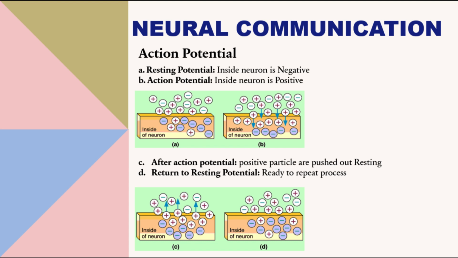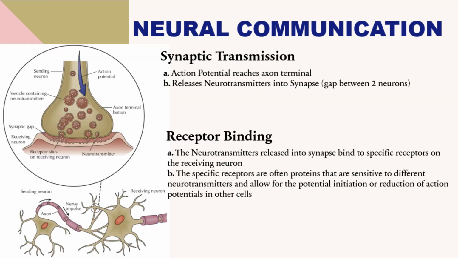C. Immediately after the neuron fires, some positive particles are actively pumped out of the cell. D. The neuron returns to its resting potential and is ready to fire again if stimulated. The next part of neural communication involves synaptic transmission and receptor binding.